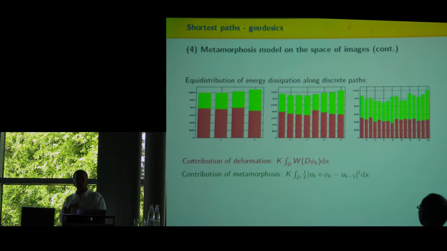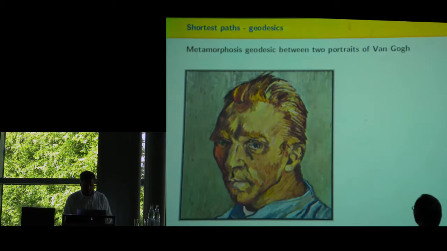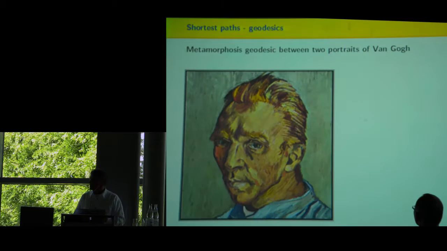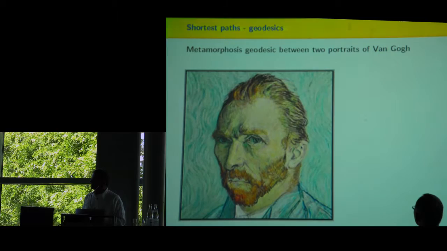This is in the continuous case known as the eigenvalue parameterization of geodesics, which are minimizers of the path energy. Here we see a discrete counterpart. Now here you see in color space for the intensities this transition of one Van Gogh portrait to another one.